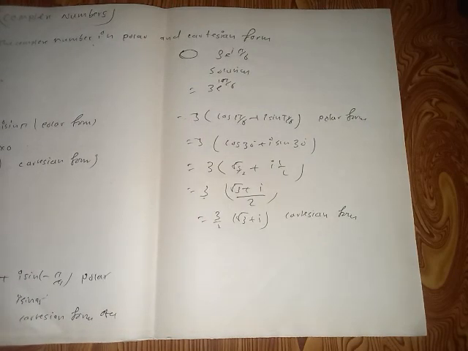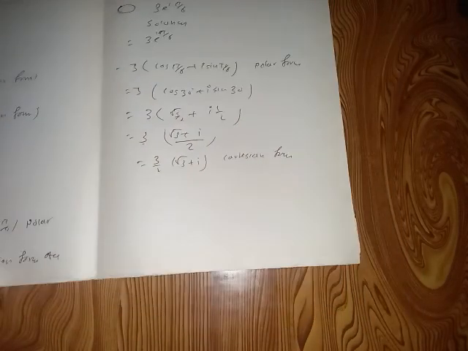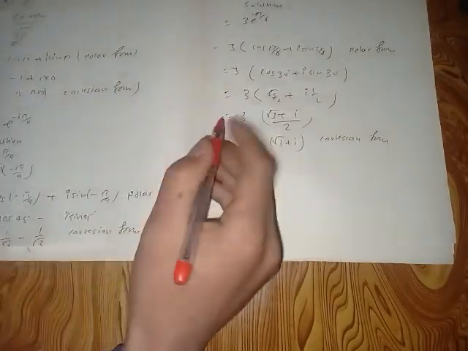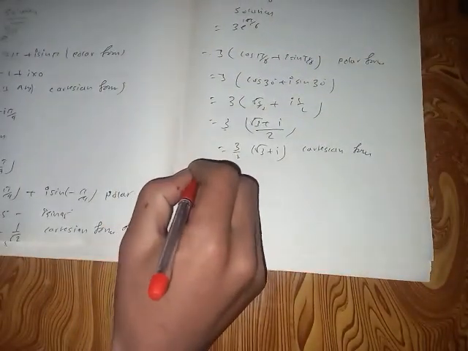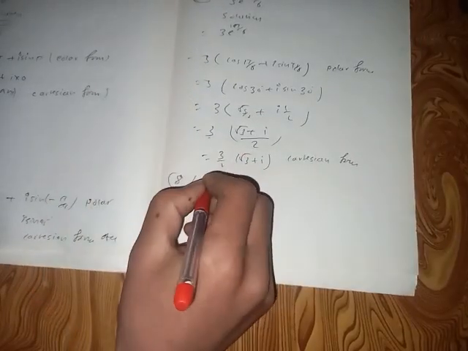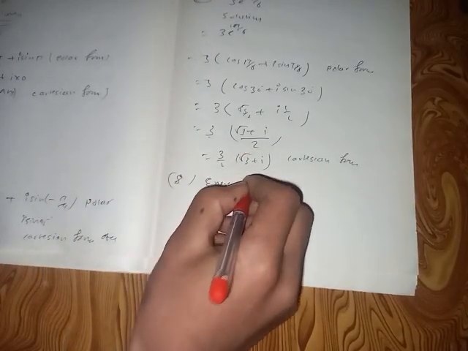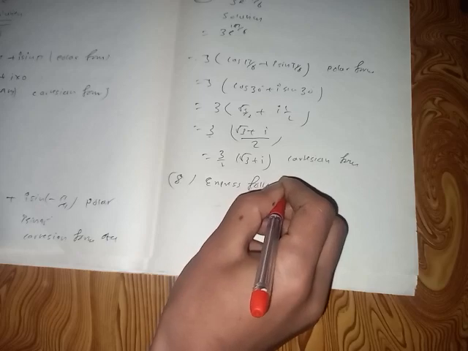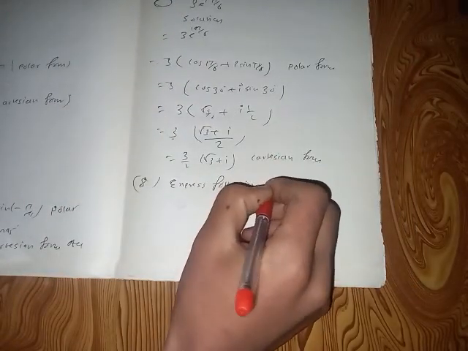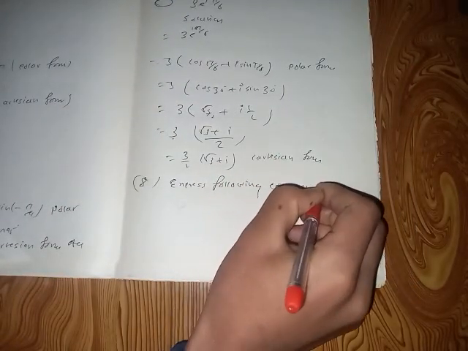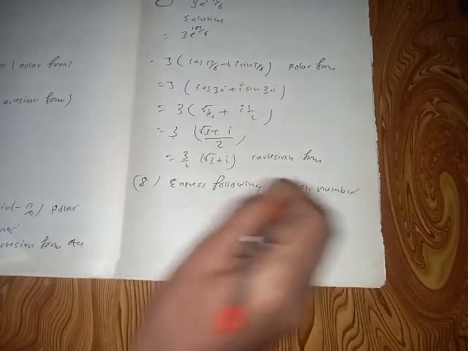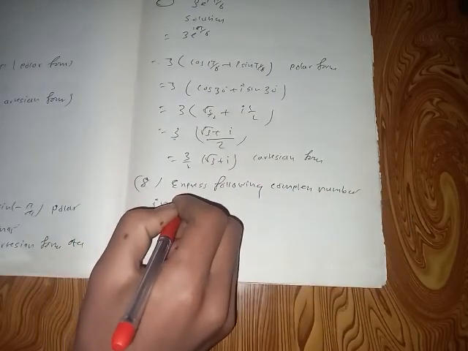Then another question is question number 8. Question number 8 is: express the following complex numbers in the exponential form. Now I'm going to discuss question number 8. Question number 8 means express the following complex number in the exponential form.